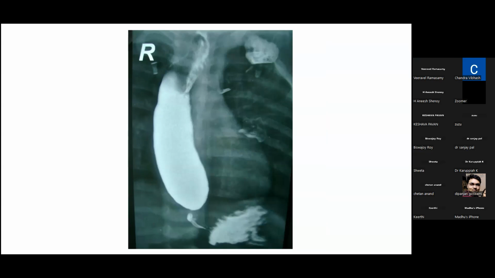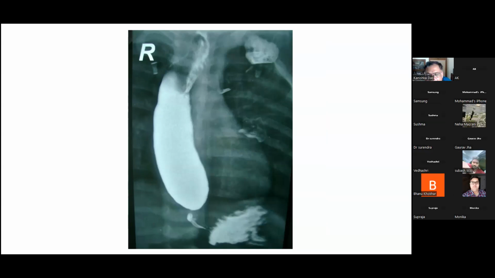Okay, so this is a special contrast dye study of the upper GI tract taken in the AP position, where we can see that the dye is trickling into a dilated upper esophagus. There's a sudden cutoff, slight beaking, and then the dye trickling into the stomach.